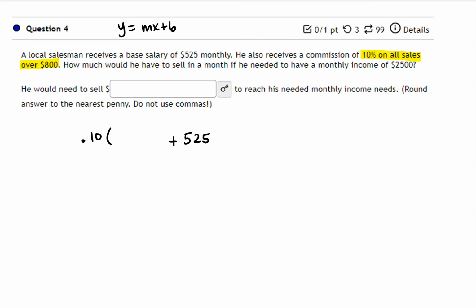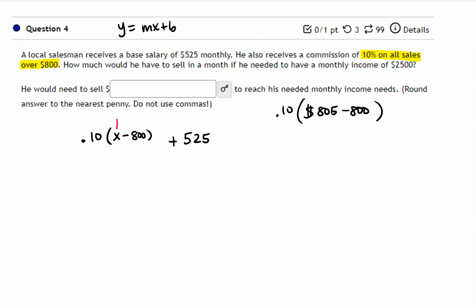And so earlier when we did 805, we subtracted 800 from that, and then whatever that was, we multiplied it by 10%. So in general, whatever sales you make, you want to subtract 800 from that and then multiply that by 10%. So this is the linear equation that we are dealing with, and we want to know how much does the person have to sell.